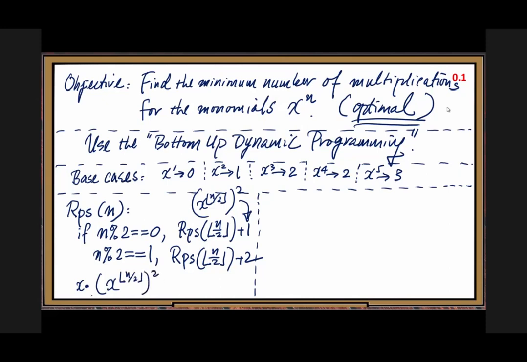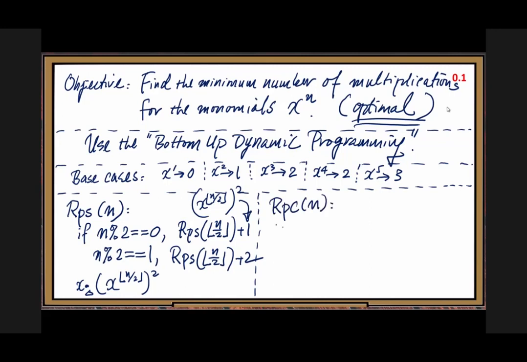Square, you have 1, but another extra x, another multiplication. So plus 2. Okay? All right. Similarly, for repeated cubing, RPC, we have a similar implementation.